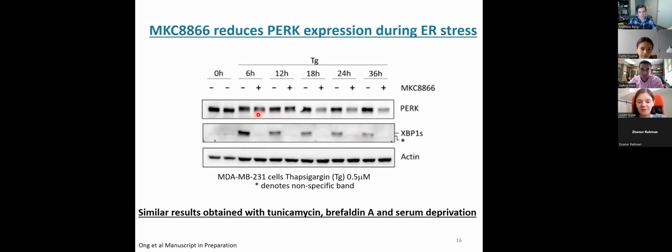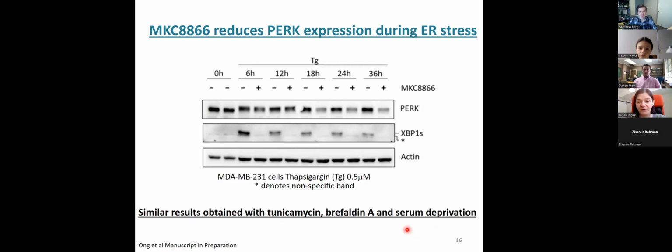Now, this wasn't just as apparent at the early time points, but when we moved to more the chronic UPR activation, we could very clearly see that when we shut down IRE1 signaling, we're leading to a reduction in PERK protein expression. So at the time when we got this result, we did ask, is this something that's just specific to thapsigargin treatment? So Gideon repeated the experiment using tunicamycin and brefeldin A, and there are two other chemical inducers of ER stress. He got exactly the same result. And then we also tried a physiological inducer of ER stress, that being serum deprivation.